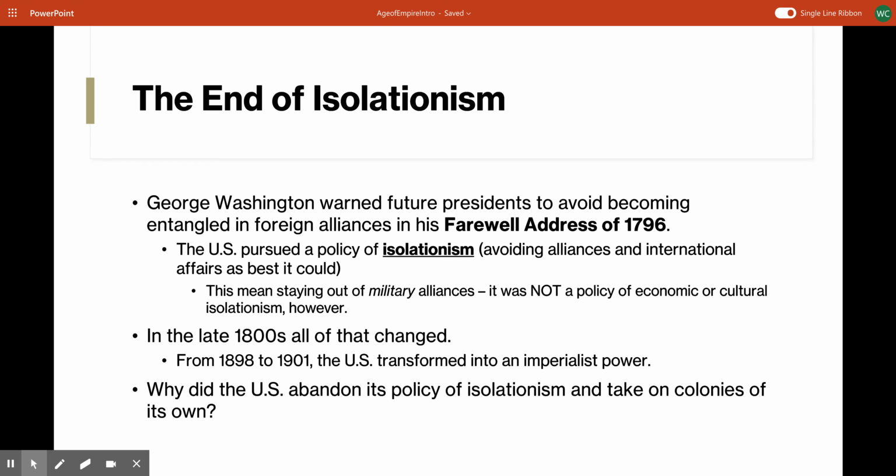in the space of just a few years from 1898 to 1901, the United States went from being a former outpost of the British Empire, right, a former colony, to an imperial power in its own right, and ended up claiming territory or influence over no fewer than 5 islands outside its territorial boundaries, including Cuba, Hawaii, Guam, Puerto Rico, and the Philippines. So, why in such a short time did the United States abandon its policy of isolationism and take on colonies of its own? That's a logical question to ask yourself.